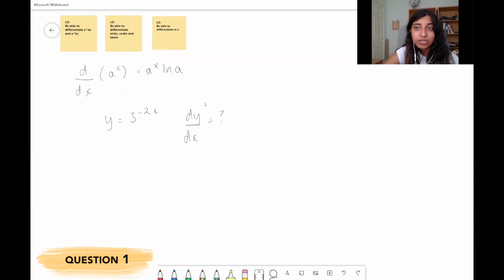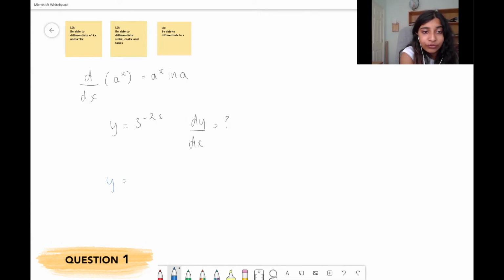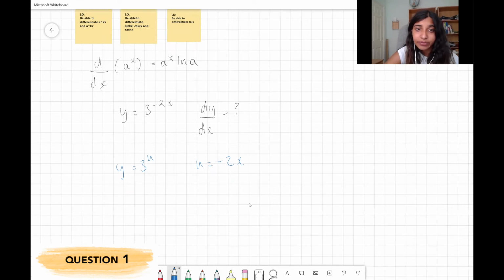Okay, so we have a question here. We want to differentiate y equals 3 to the power of minus 2x. So feel free to pause the video and try it out for yourself. The first thing we can do is recognize that we could solve this using the chain rule if we just rewrite this as y is equal to 3 to the power of u, and then u is just minus 2x. So using this formula, our a would just be 3, and then our power x is just u, and then we've just subbed in u as minus 2x.